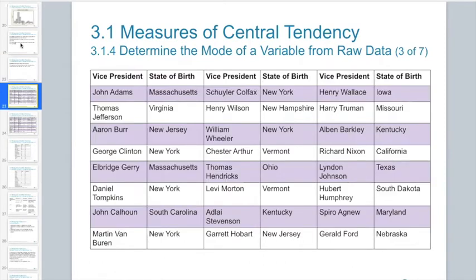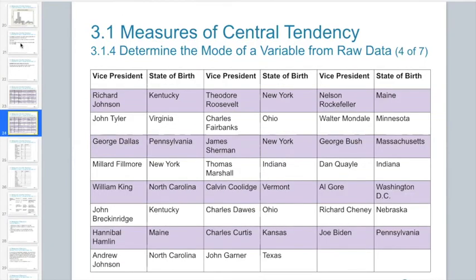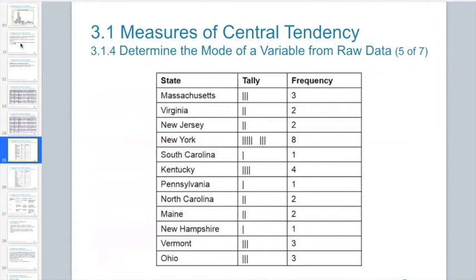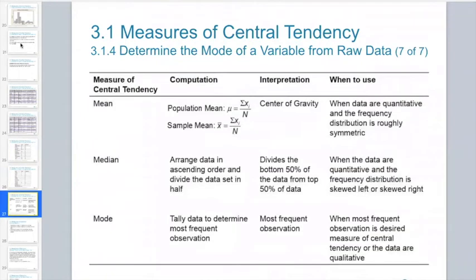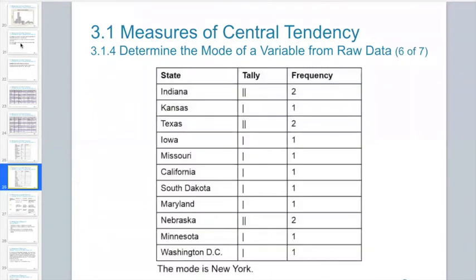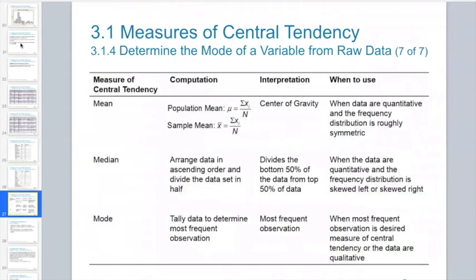So for this one, we've actually got a set of information that is qualitative, it's categorical. These are the vice presidents and the state that they were born in. If we create a frequency table, just scanning down the numbers and the frequencies or even looking at that tally, it's pretty easy to see that one state jumps out, and that's New York. So obviously, New York would be the mode for those two sets of data.